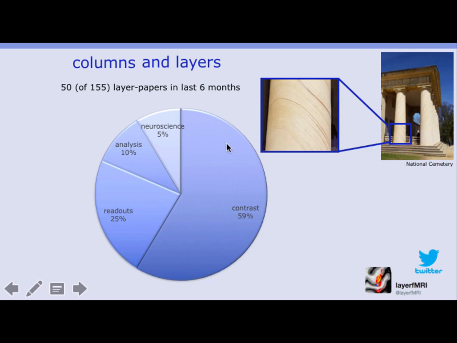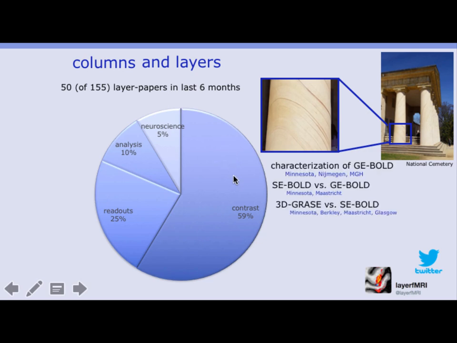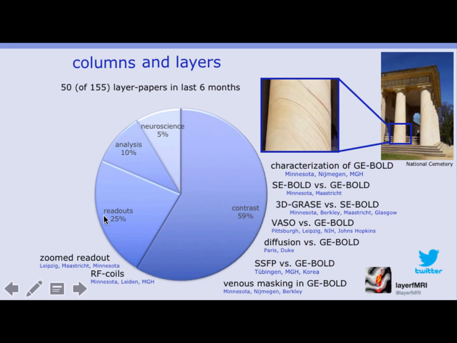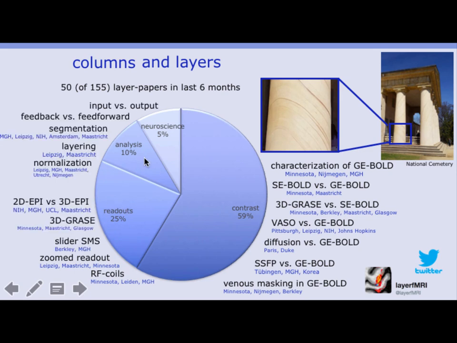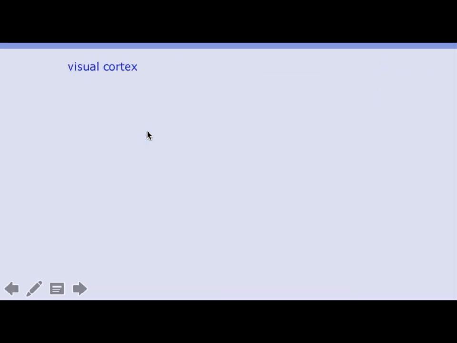Most of it is really about methodology. Most of it is about contrast mechanisms, quite a bit about different readout methods, also a bit on analysis methods. I hope more is coming in the future, and less than 10% is about neuroscience. And since Peter gave me this title that I should talk about applications and neuroscience, I will now give you a whole list of different neuroscientific applications, and then we will talk about the methodology.